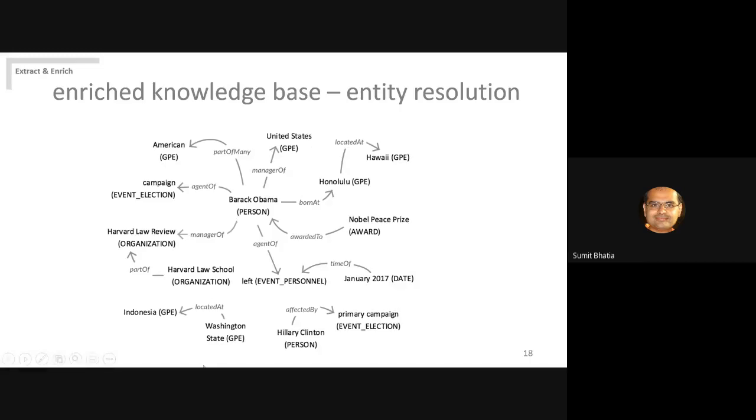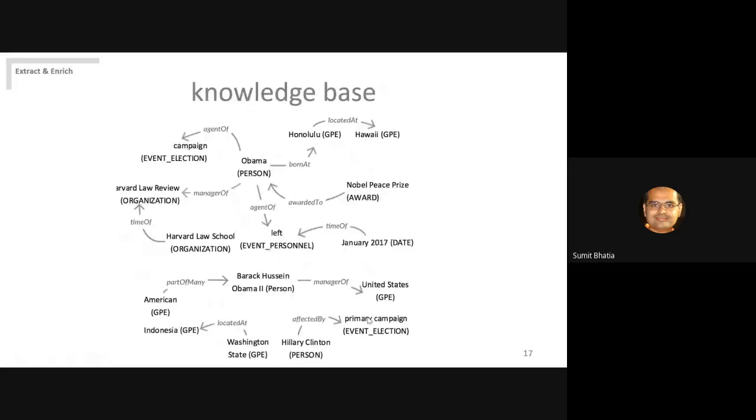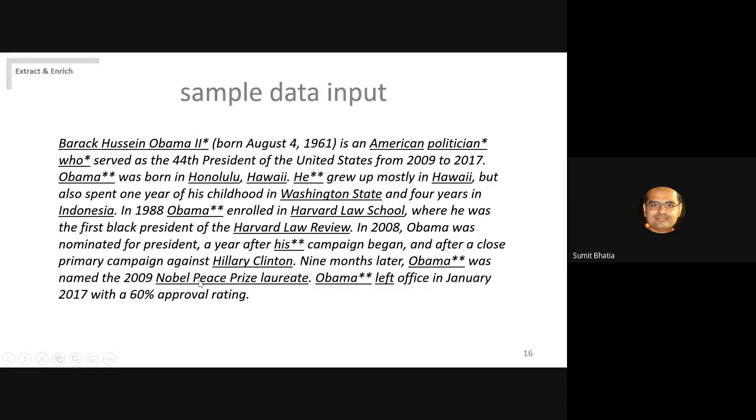Okay, so now there is one more problem you will see. Notice here that Hillary Clinton is a separate subgraph, affected by primary campaign. What has happened here is that if we go to the original sentence, the named entity recognition system was smart enough to figure out that Hillary Clinton is an entity of type person, but somehow the system did not have enough confidence in predicting what is the exact relationship between Barack Obama and Hillary Clinton.